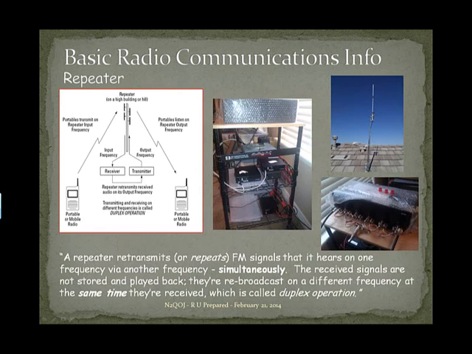Let's spend a little time talking about what a repeater is. First, the definition at the bottom. A repeater retransmits or repeats FM signals that it hears on one frequency via another frequency simultaneously. The received signals are not stored and played back. They're rebroadcast on a different frequency at the same time they're received, which is called duplex operation. That's key. You need to remember this is simultaneous. There's no store and forward here. One person is talking, the other one is listening, and the repeater is doing double duty. It's listening and retransmitting on a different frequency at the same time.